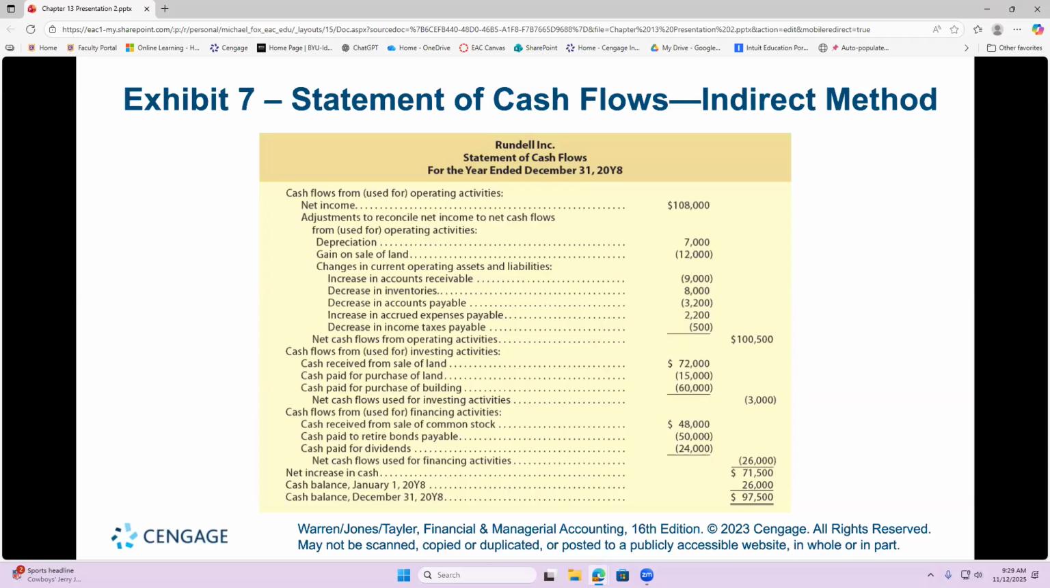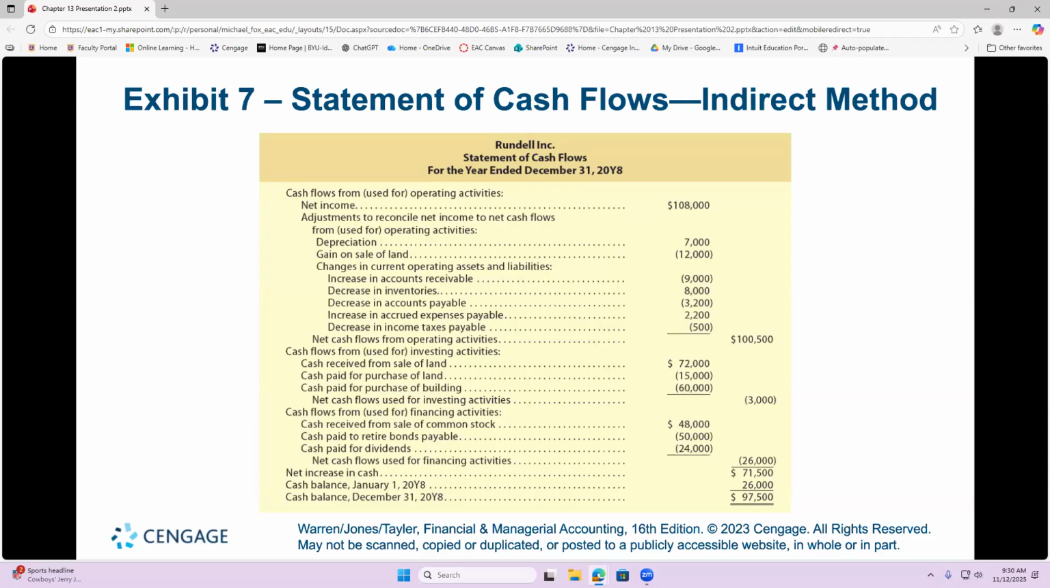And then all of these adjustments, like our increase in accounts receivable, means the amount people owed to us went up by $9,000. So that money we recorded as revenue, we didn't collect all of it. How much didn't we collect? 9,000 of it. That's what made our accounts receivable go up by 9,000. So that's what all those adjustments are for, to sort of reconcile the difference between our net income and the actual amount of cash we got. Okay. So they had net income of 108,000, which led to them collecting cash of 100,500 during the period.